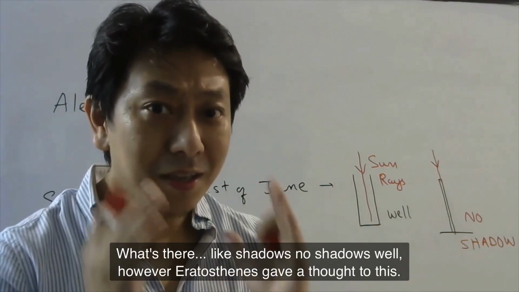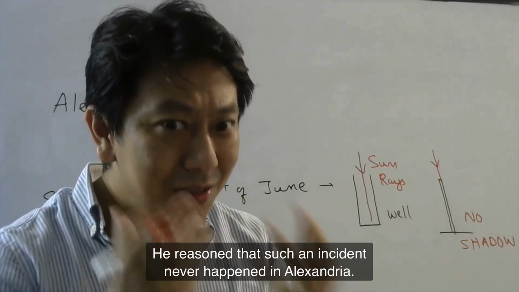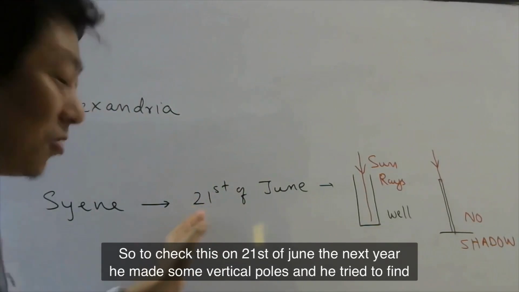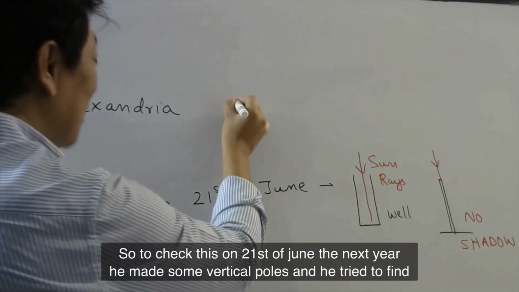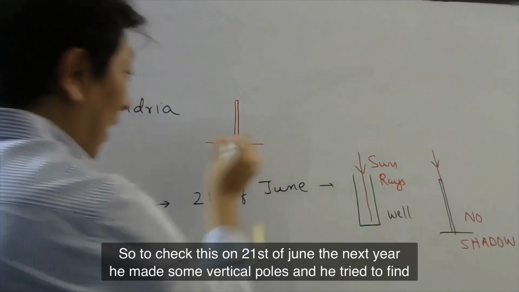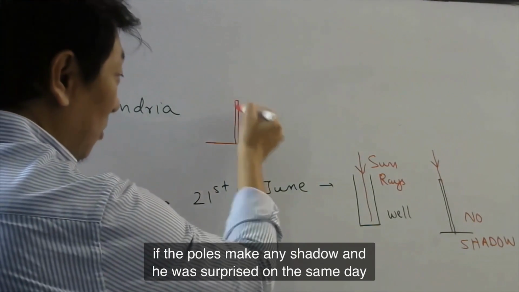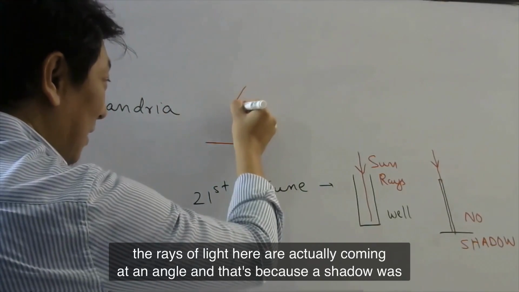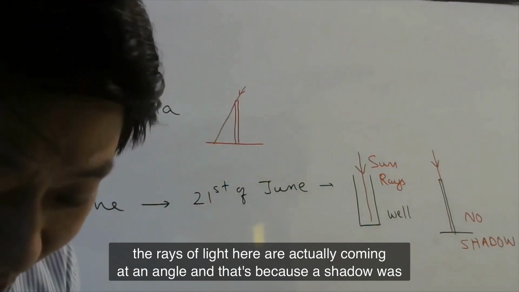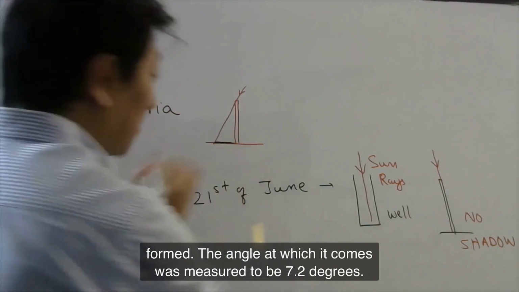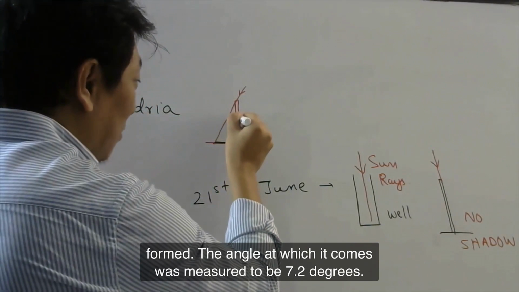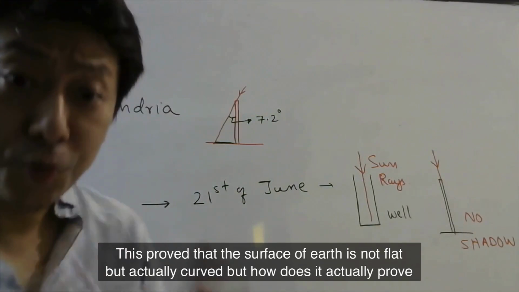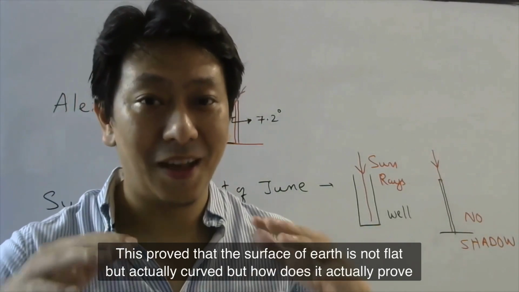However, Eratosthenes gave a thought to this. He reasoned that such an incident never happened in Alexandria. So to check this, on 21st of June the next year, he made some vertical poles and tried to find if the poles make any shadow, and he was surprised that on the same day the rays of light here are actually coming at an angle, because a shadow was formed. So this is the shadow. The angle at which it comes was measured to be 7.2 degrees. This proved that the surface of Earth is not flat but actually curved.